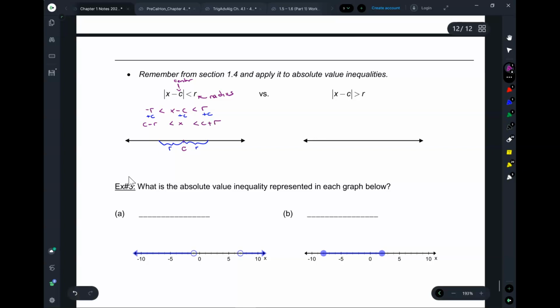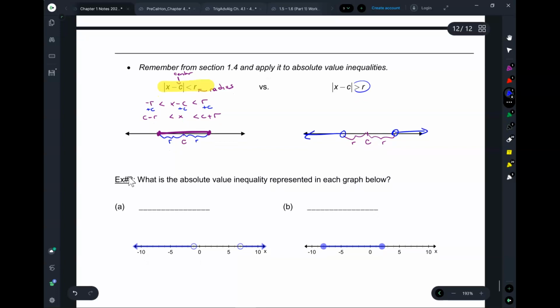So look here too, those are the same values. C minus r, I go to the left r units. C plus r, I go to the right r units. So that is the inequality that I'm talking about. Okay, when I have absolute value of x minus c greater than r, again, c is my center and r is my radius. So I go r units this way, r units this way. Now though, if it's greater than r, this is an or inequality, so I go out in opposite directions.